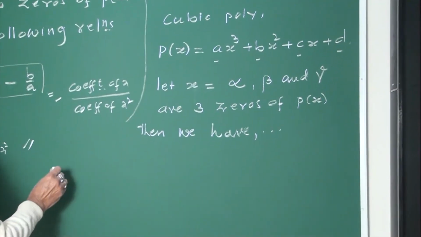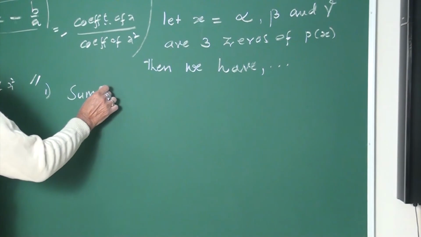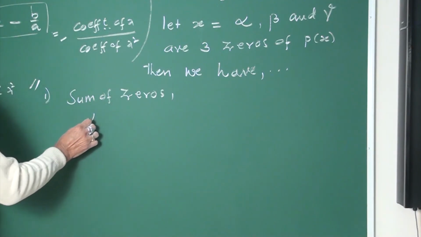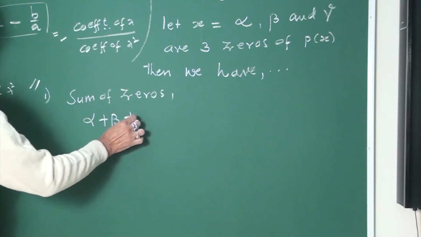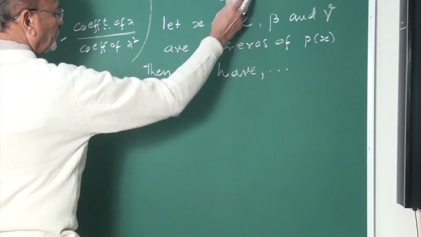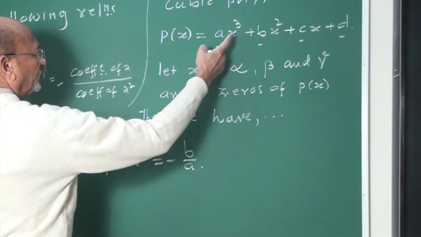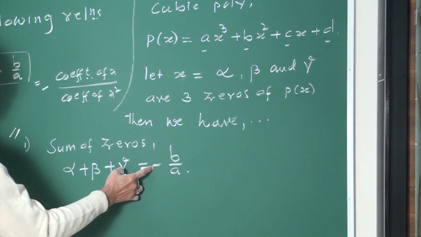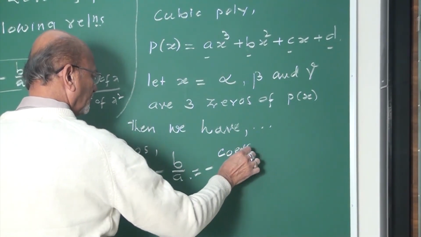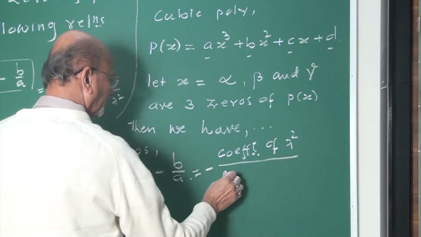First, my friend, sum of zeros. What is that sum? Alpha plus beta plus gamma is equal to minus the second coefficient divided by the first coefficient, which is minus b upon a. The sign starts with minus. We can write this as minus the coefficient of x square divided by the coefficient of x cube.